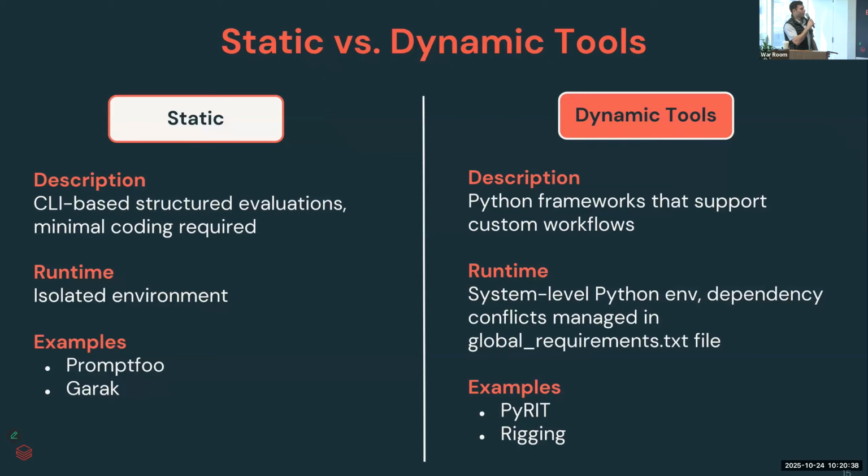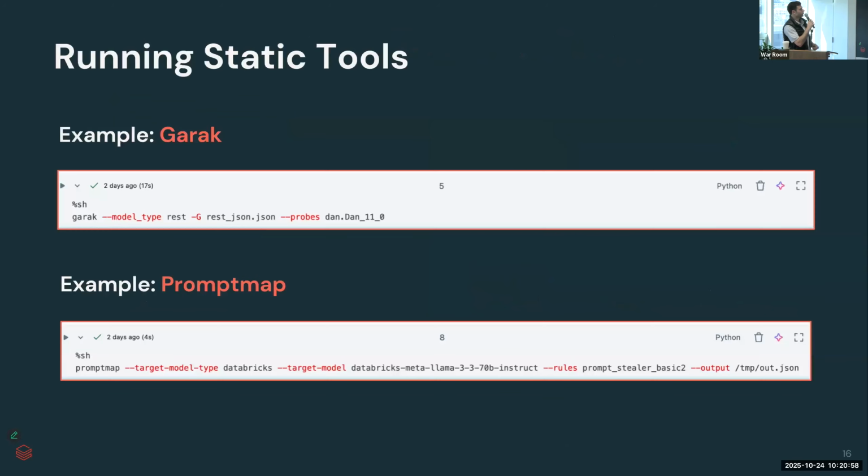And alternatively, like PyRIT, we have dynamic tools that are Python frameworks that support custom workflows. And in this case, you would want them to all be installed in the same environment because they can work together. And we basically just manage conflicts in a global requirements file. So PyRIT and Rigging, like I said, are examples of dynamic tools.